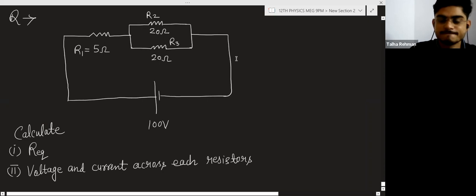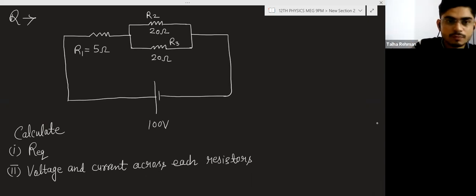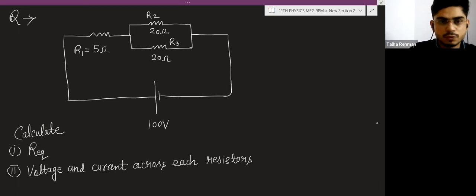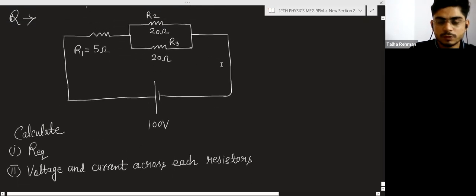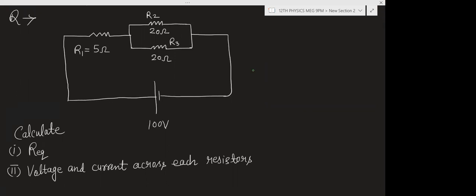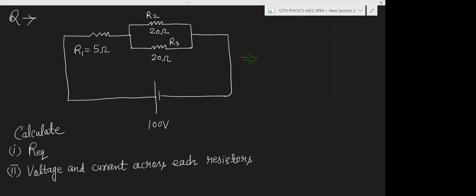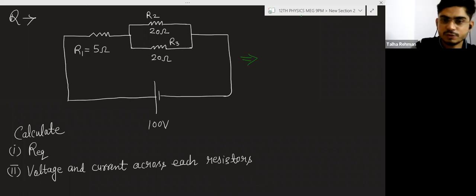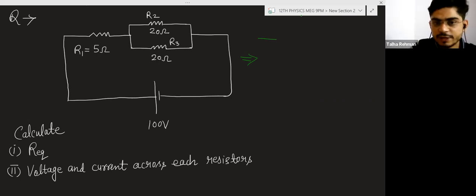Now think about this question. Okay, so what you will do in this question? See here, we'll add up the parallel. You can just check, this combination is series or parallel? It's parallel and then series also. This is parallel combination. So what we will do? 1/20 plus 1/20, you will get the answer 10.